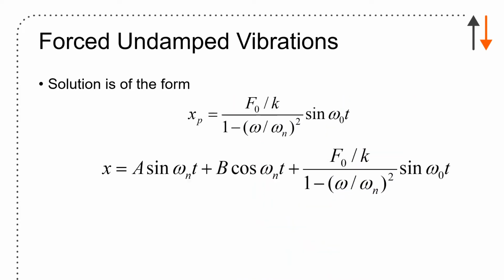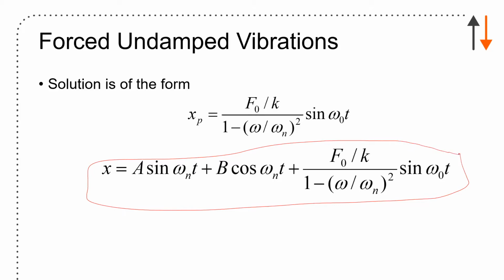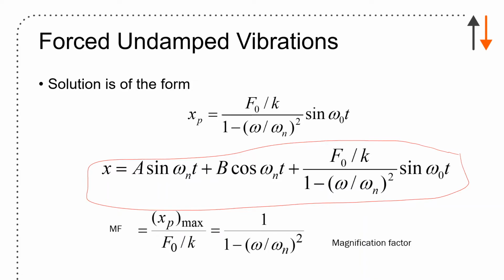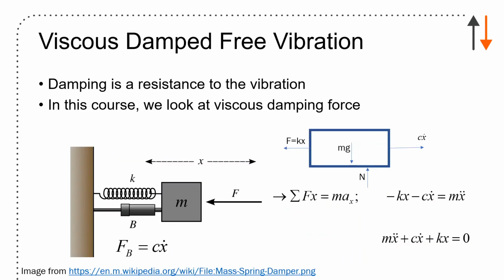So if you have a solution then for x, for these particular cases, it looks something like this. And again, you're not going to solve these problems. You're just going to write this out and substitute in terms. You should also be aware of the magnification factor, which is this 1 over 1 minus omega over omega n squared. If you introduce damping, it adds in an additional term, and it just makes things a little bit more challenging.